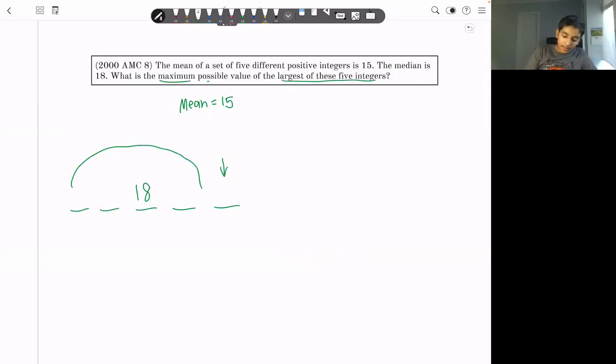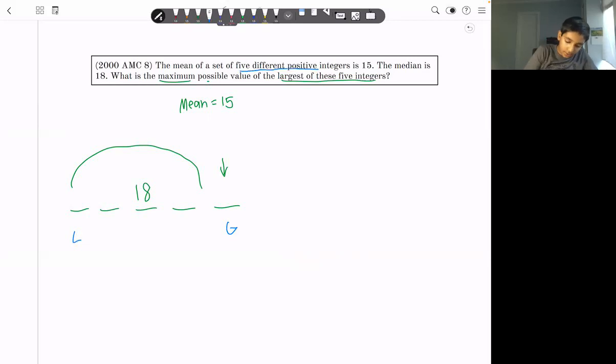We want to maximize the 5th value, and minimize the first 4. But we have to have the third value be 18. Just to be clear again, I've sorted them from least to greatest. This is the least, this is the greatest. So we want to maximize the largest value and minimize the first 4 smaller values. We are also given that we have 5 different positive integers, so make sure to keep that in mind.